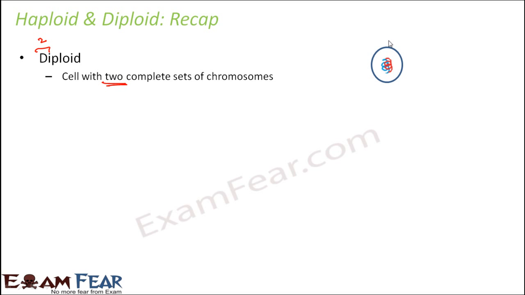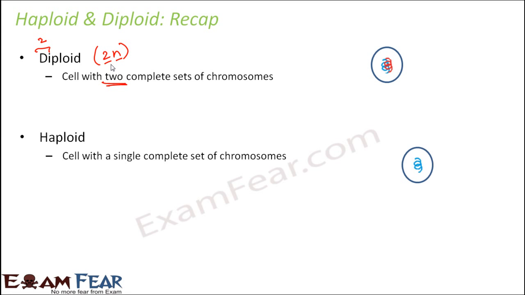So this is the cell. Inside the cell you have the nucleus. Inside the nucleus you will have the chromosomes. So if it has two sets of chromosomes, then it is diploid. It is generally denoted as 2n. That means it has two sets of chromosomes. Whereas haploid is a cell which has a single set of chromosomes, which is generally denoted by n. So here you can see this is n.